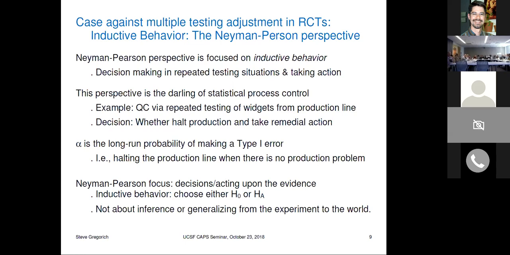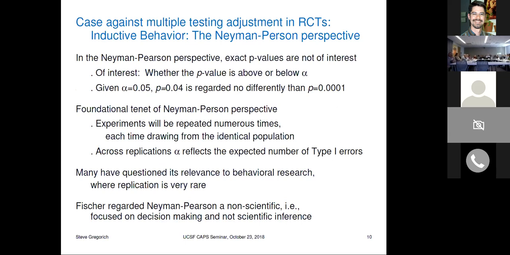But you're going to be doing this quality control all the time. It's a continuous thing. So you really do have this kind of repeat experiment, so to speak. And so your alpha is a long-run probability of making a type 1 error, such as halting the production line when there's no production problem. And so the Neyman Pearson perspective is really focused on decisions acting upon the evidence. So you're either going to choose the null or you're going to choose the alternative. It's not about inference or generalizing from the experiment to the world. I see Mike's nodding, which gives me a lot of satisfaction because he's our historian of statistics.